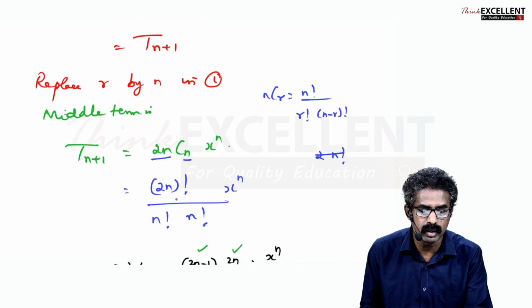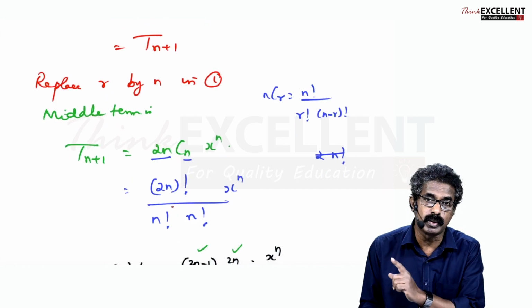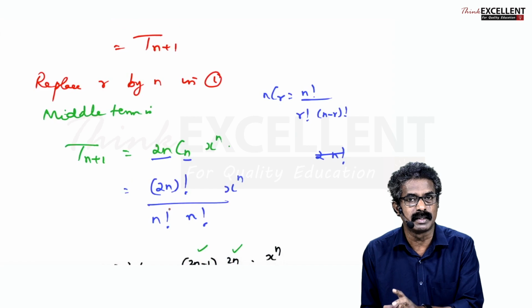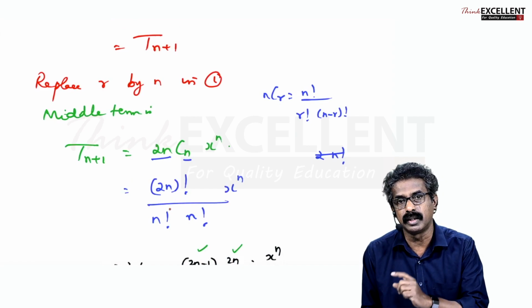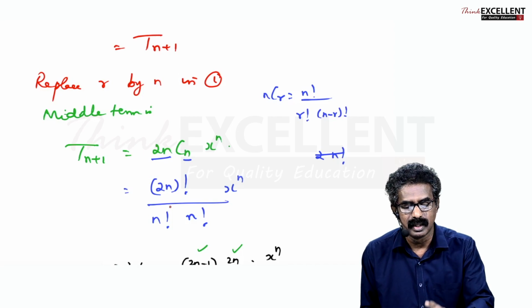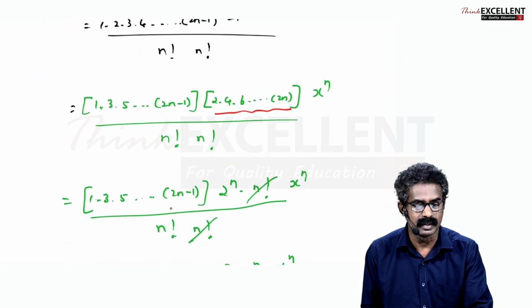The 2N factorial is split, 1 into 2 into etc. up to 2N. Group odd numbers separately, even numbers separately. In the answer we need the odd numbers. Even numbers 2, 4, 6, etc. 2N is 2 raised to N into N factorial. Cancel one N factorial, you are getting the answer, okay?